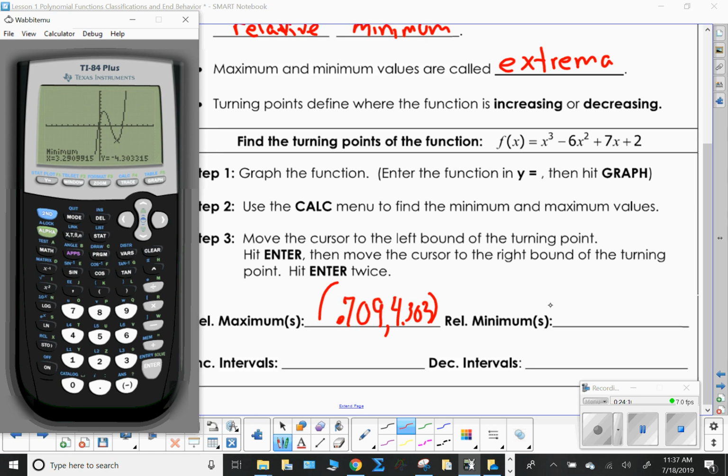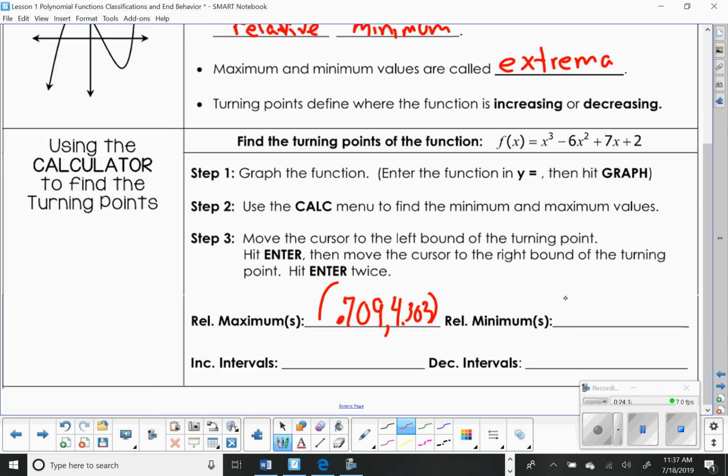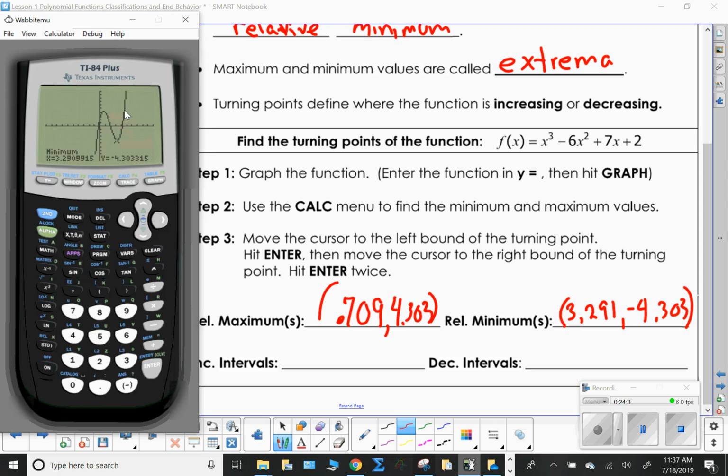Okay, so 3.291, and negative 4.303. Now, if you're asked for the relative maximum and relative minimum, that's where they're at. They're not extrema. Why are they not extrema? Because this actually keeps going up forever and down forever, so the absolute maximum is infinity, the absolute minimum is negative infinity. These are just relative ones.